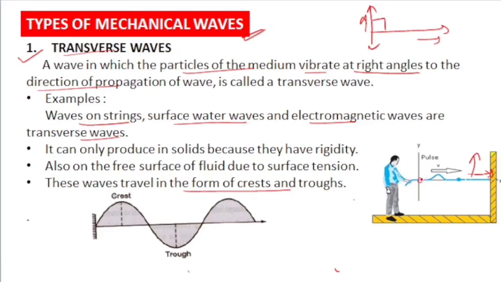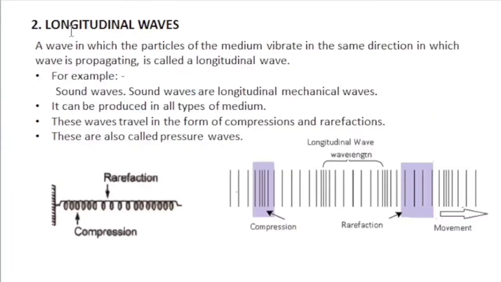Particles vibrate about their mean position, original position. So maximum displacement in the upward direction is crest and maximum displacement in the downward direction is trough, because the particle is vibrating in upward and downward direction, perpendicular to the direction of propagation of wave. So it travels in the form of crest and trough, right? And it is produced only in solids because they have rigidity, or also on the surface of fluids due to surface tension, right?